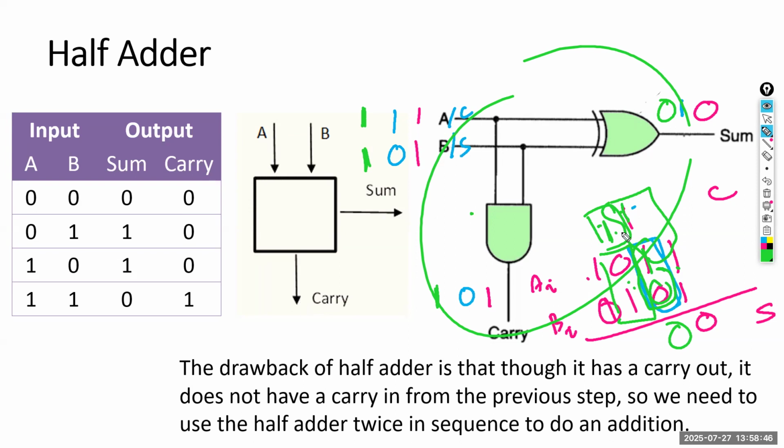That is why we say you need to do it twice. Because we have two inputs, but we have three inputs in most of the cases. The third input is carried from previous. So you need to do it twice. So that is why we say half adder. Okay.